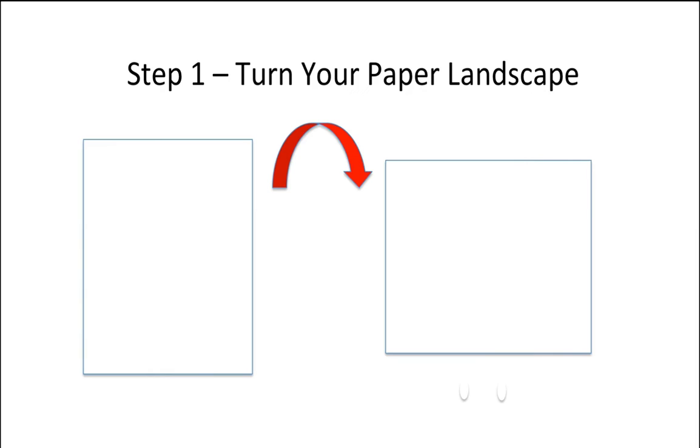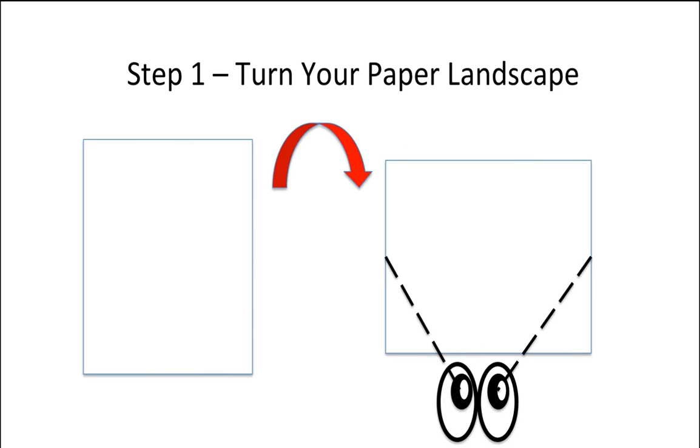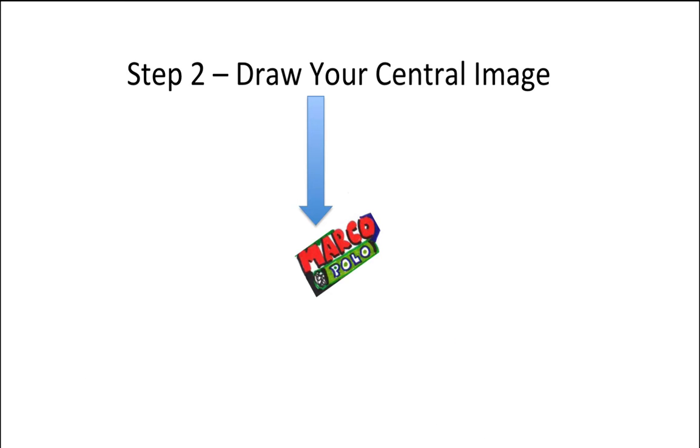Step 1. Start by turning your paper landscape. Now, the reason is your vision has a wider width and not quite so deep a depth. So by turning your page with the longest side closest to you, the paper is naturally aligned to the widescreen format of your vision. In step 2, in the centre of the page, draw an image that represents the topic or purpose of the mind map. Make it big, make it bold, and make it as unique as you can.